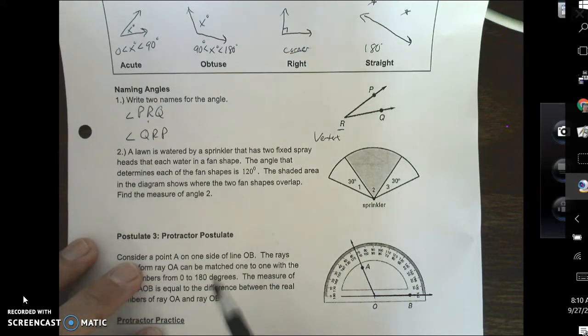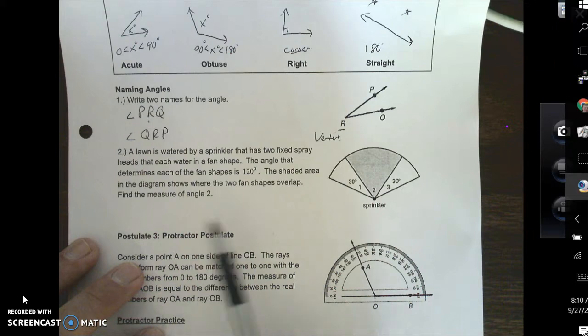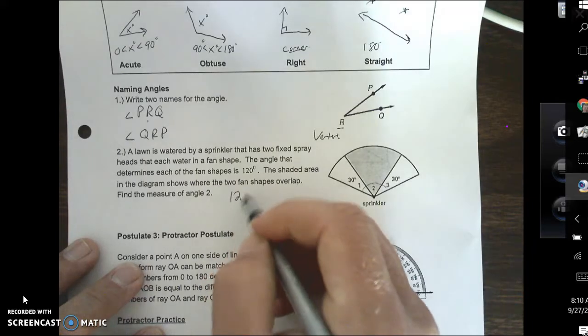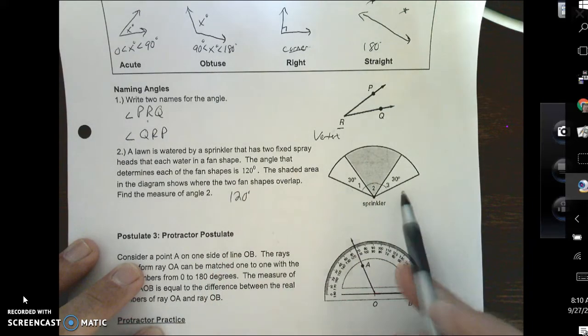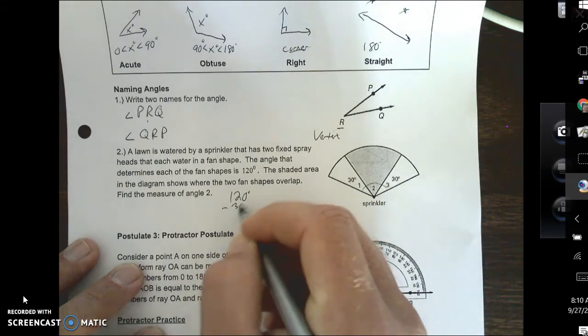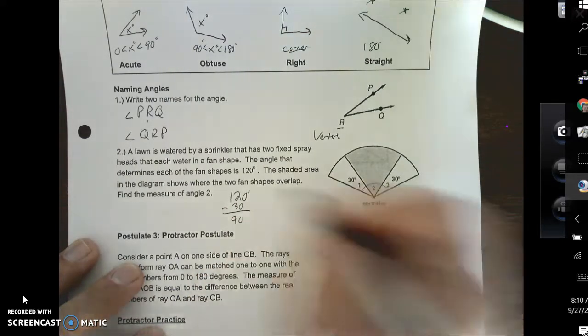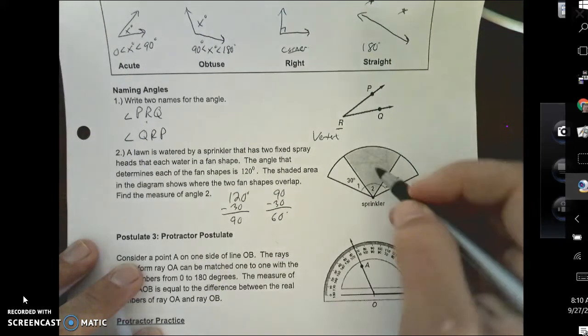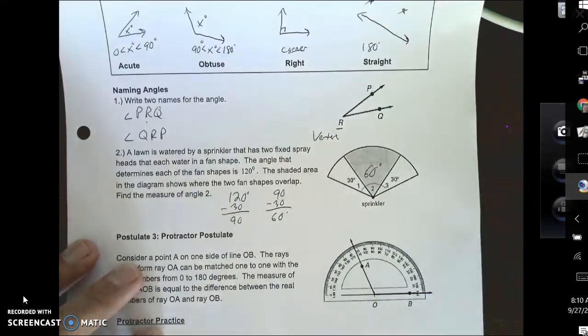Now, if I come down a little bit, here we go, some practice problems. A lawn is watered by a sprinkler that has two fixed spray heads, each watering in a fan shape. The angle that determines each of the fan shapes is 120 degrees. The shaded area in the diagram shows where the two fan shapes overlap. Find the measure of angle 2.